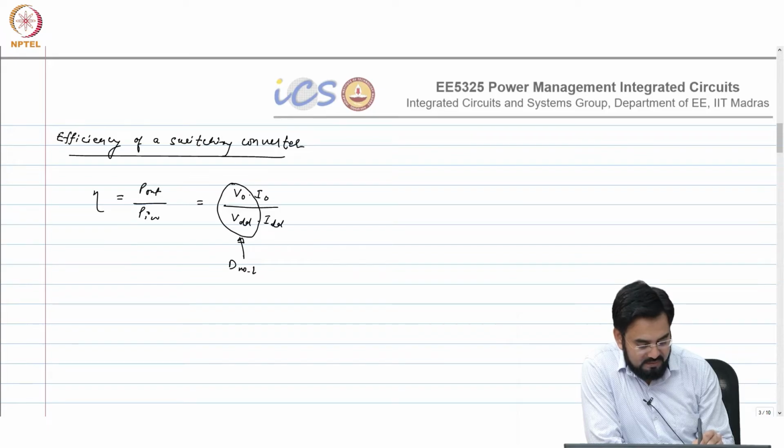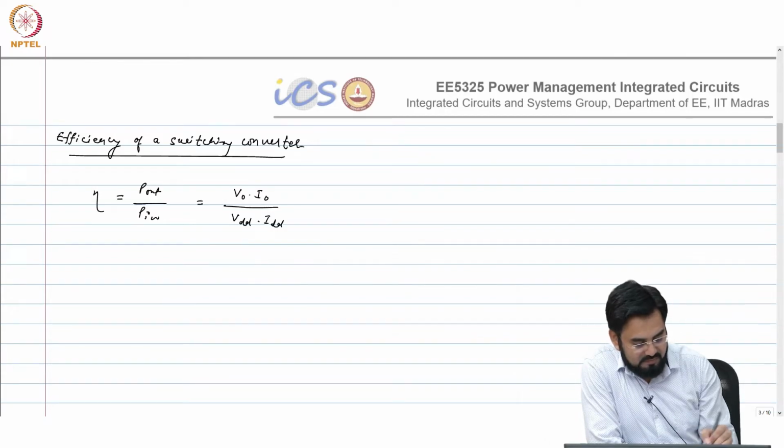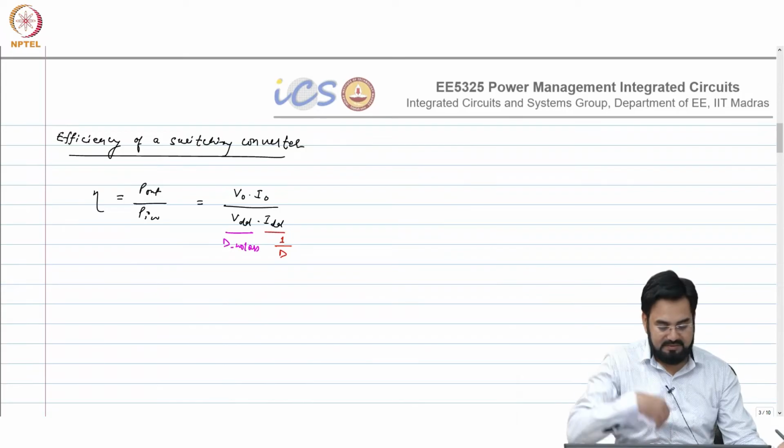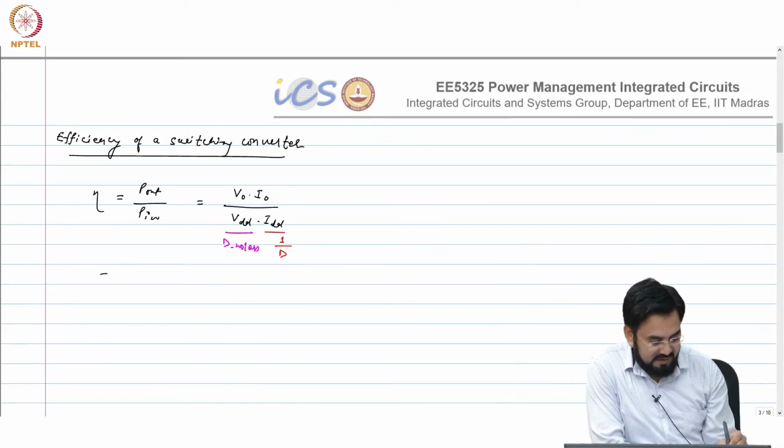D no loss. And what is this portion? So, this is your D no loss. And what about this? 1 over D, which is D actual, which means I can define efficiency as D no loss over D actual.